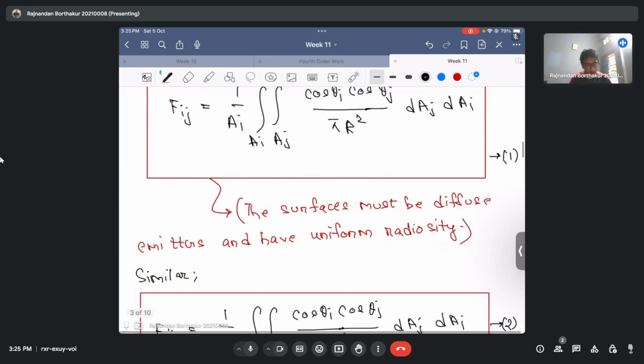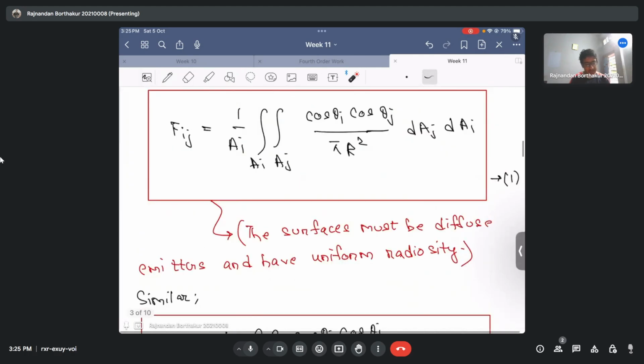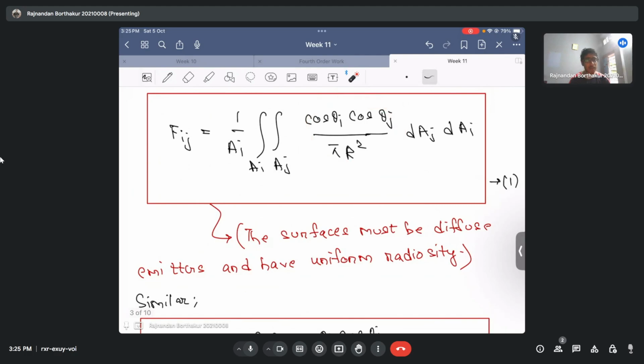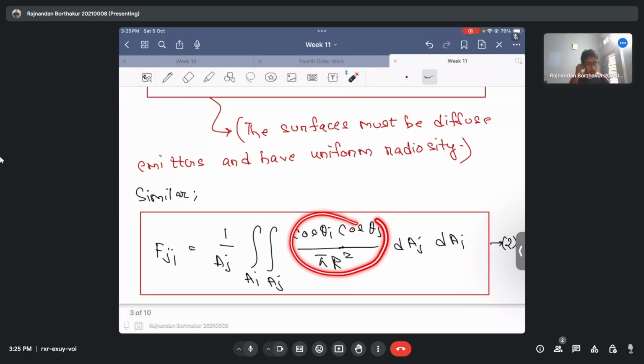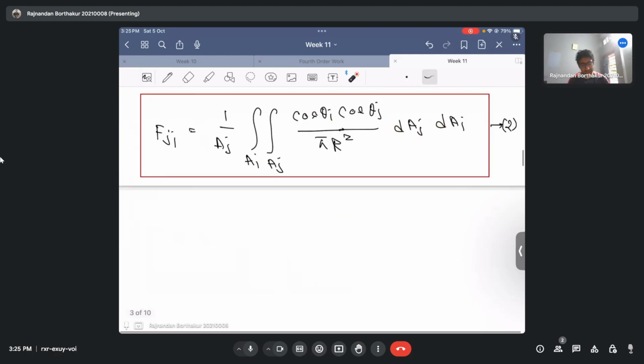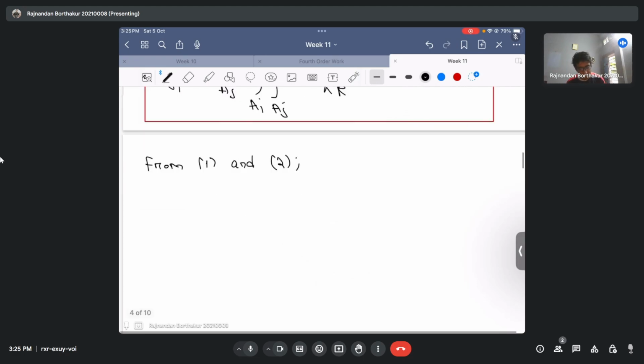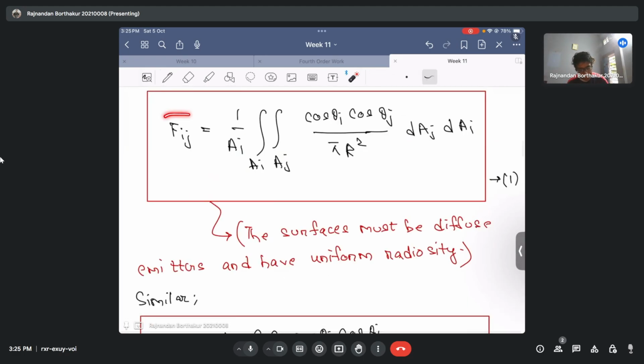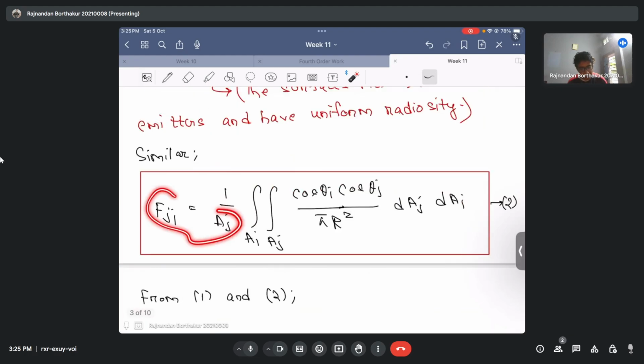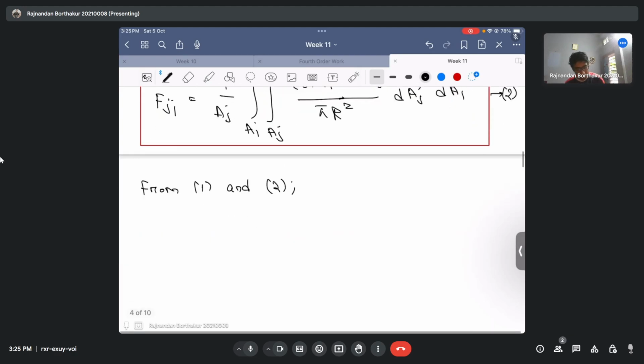If you now have a close look, the integrand cos theta i cos theta j by pi r square of equation 1 and the integrand of equation 2 are exactly the same. Since the integrand within the integral is the same, I can straight away write from 1 and 2 that the product Fij times Ai has to be equal to the product Fji times Aj.